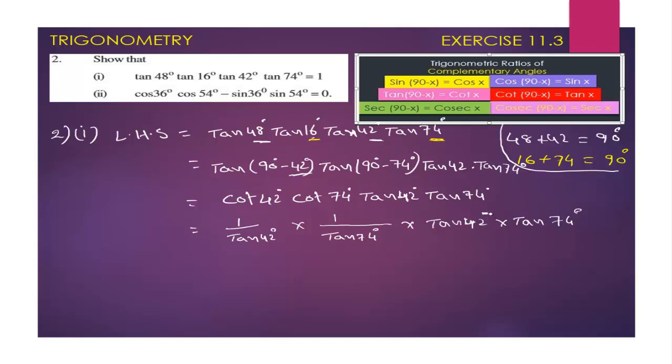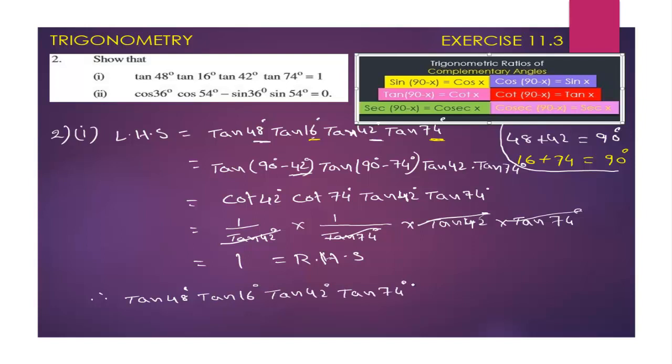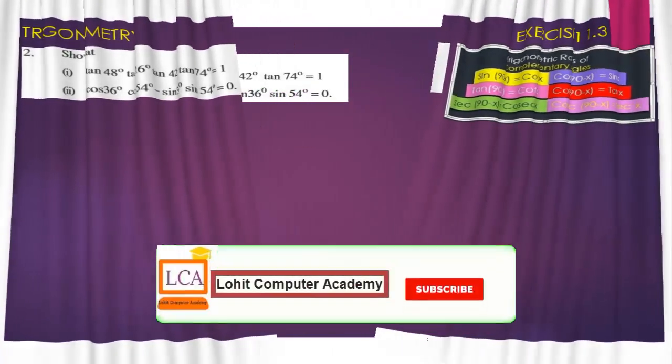Here in the numerator tan 42 is there and in the denominator also tan 42 is there, both get cancelled. Here also in the numerator tan 74 and in the denominator tan 74, these also get cancelled. It remains 1. This is the RHS. Therefore, tan 48 degrees into tan 16 degrees into tan 42 degrees into tan 74 degrees equals 1. Now let us see another problem.